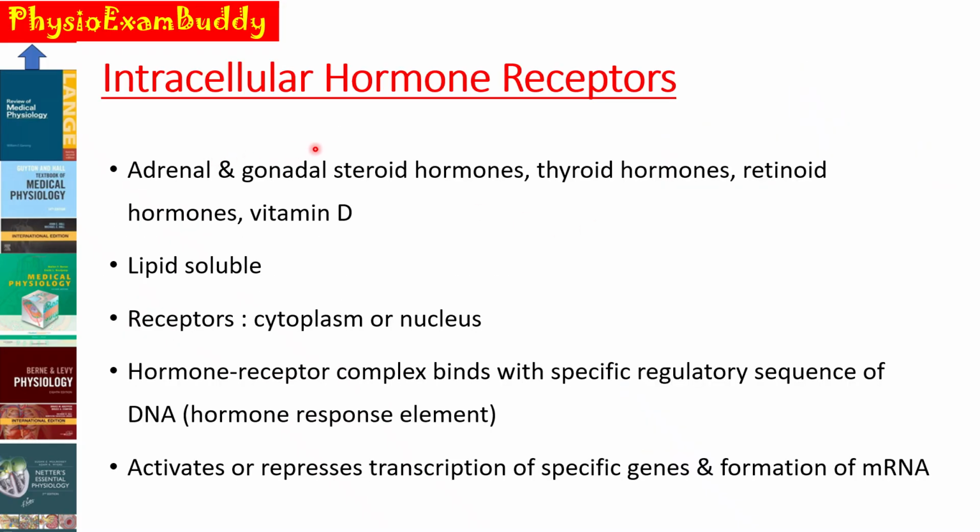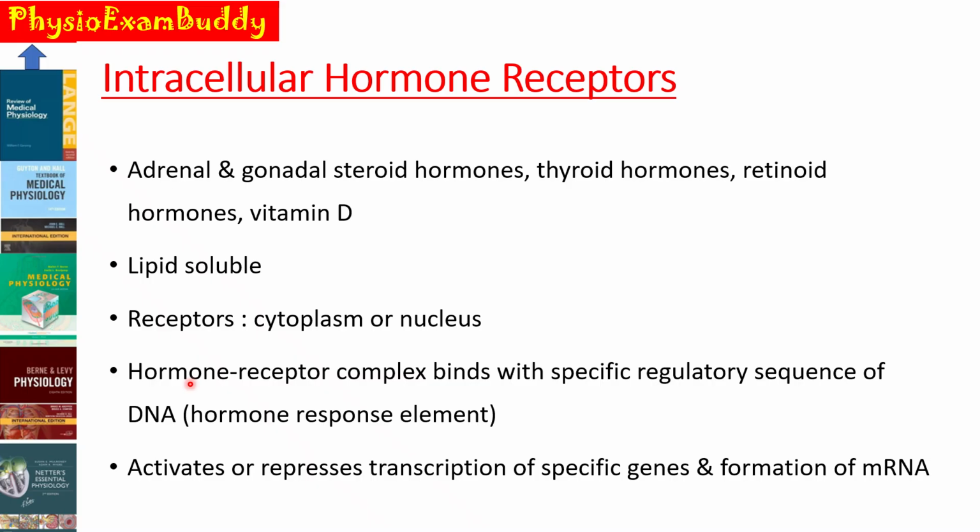Next is the intracellular hormone receptors, that is the receptors which are present either in the cytoplasm or in the nucleus. Basically the hormones, that is the adrenal and gonadal steroid hormones, thyroid hormones, retinoid hormones, as well as vitamin D, act via the intracellular hormone receptors. And the main peculiarity of these intracellular hormone receptors is that the hormones are lipid soluble, and these receptors are mainly located either in the cytoplasm or in the nucleus of the cell.